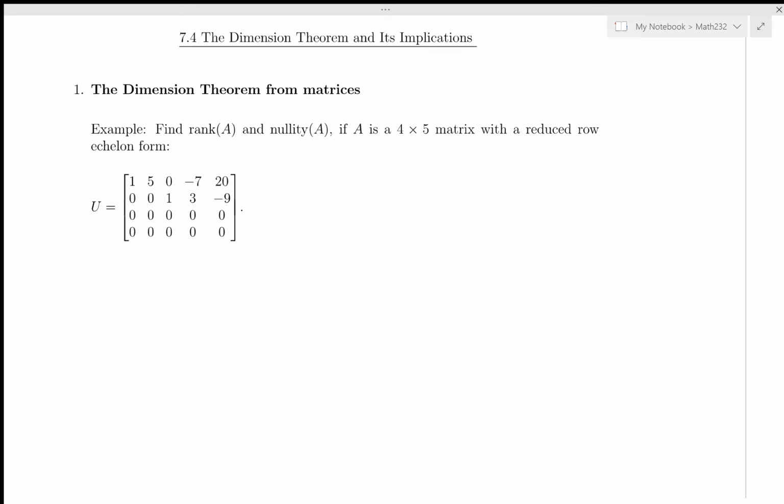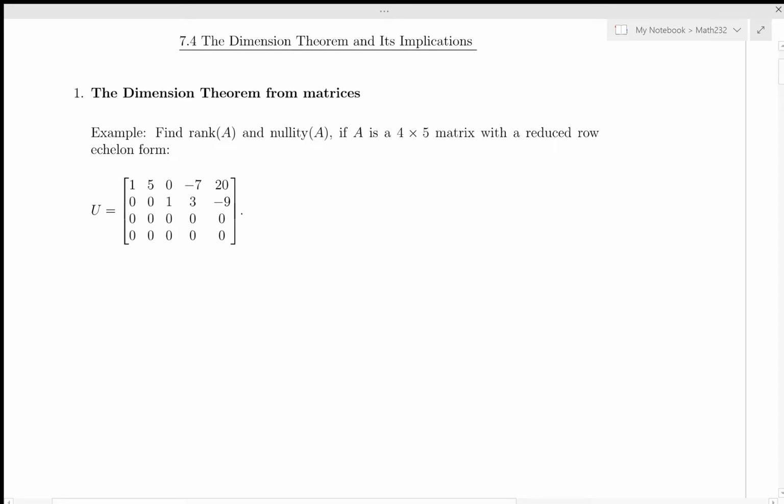Okay, so let's figure out what this theorem is. What we're going to do is start off with an example here. We're going to find the rank and nullity of the matrix A, where A is a 4 by 5 matrix and U, this matrix, is its reduced row echelon form. We can see that this matrix U is in reduced row echelon form, and there is some matrix A that reduced to this.